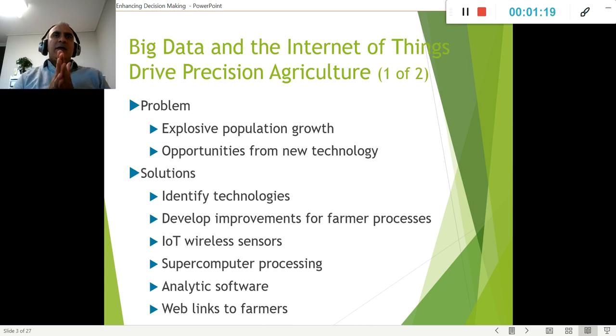Big data and the Internet of Things drive precision in agriculture. Here, for example, there's one example. Initially, farming in general uses a lot of obsolete technology. That means that production sometimes is not efficient, and there are many leftovers, spoilages, wastages, etc.